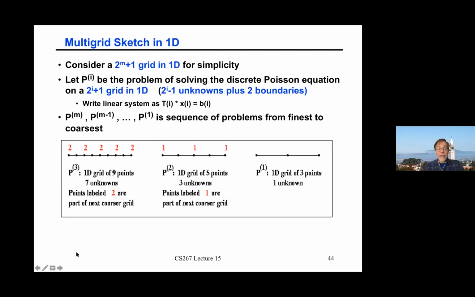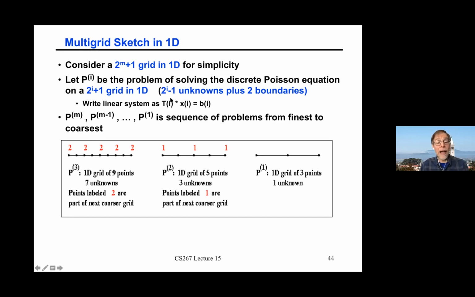So to write down the algorithm, let me just introduce some simple notation. I'm going to do this in 1D first and then in 2D. So I'm just going to consider a 1D Poisson equation. And to make it easy to pick every other mesh point recursively, I'm going to assume I have 2 to the m plus 1 grid points for simplicity. And so it's easy to pick every other mesh point. I'm going to call P superscript i the problem of solving the Poisson equation on a 2 to the i plus 1 grid.